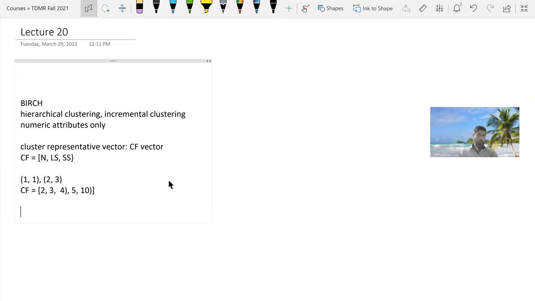One of the important characteristics of this CF vector is this. If you have another cluster, I call this CF1, and let's say I take another cluster with just 1 point, 3, 3, which is CF2. This would be 1.